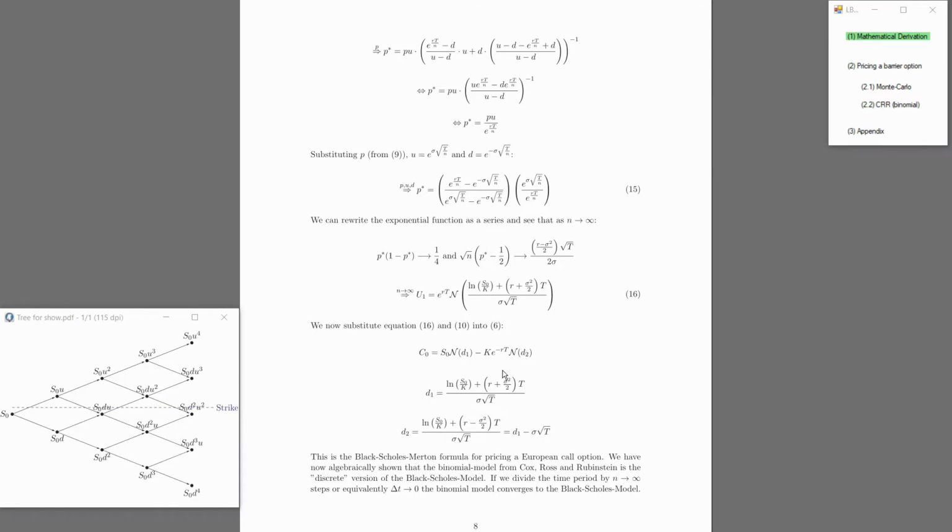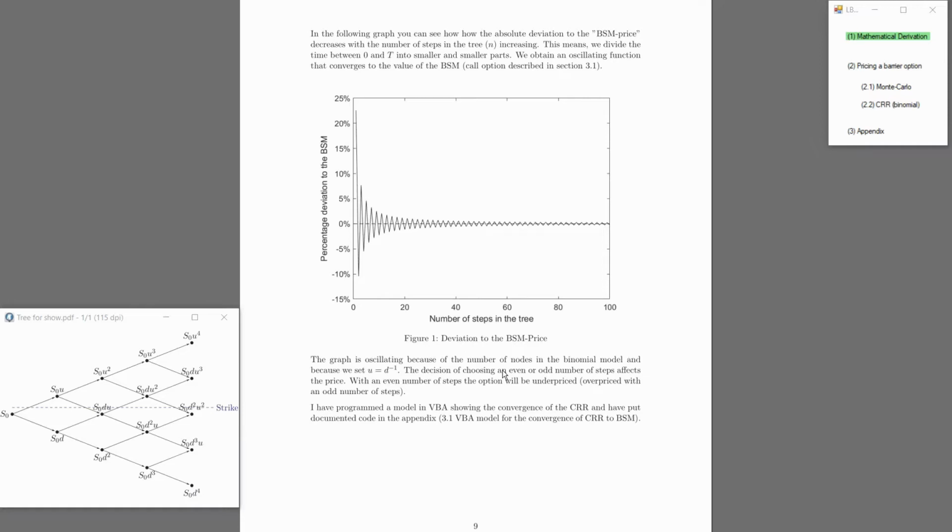And we can also show this in a model. So I have done a Visual Basic model to show this. On the x-axis you have the number of steps in the tree, and on the y-axis you have the percentage deviation to the Black-Scholes model. And as you can see, the Cox-Ross-Rubinstein model converges with an increasing number of steps in the tree, and it does so in an oscillating fashion.